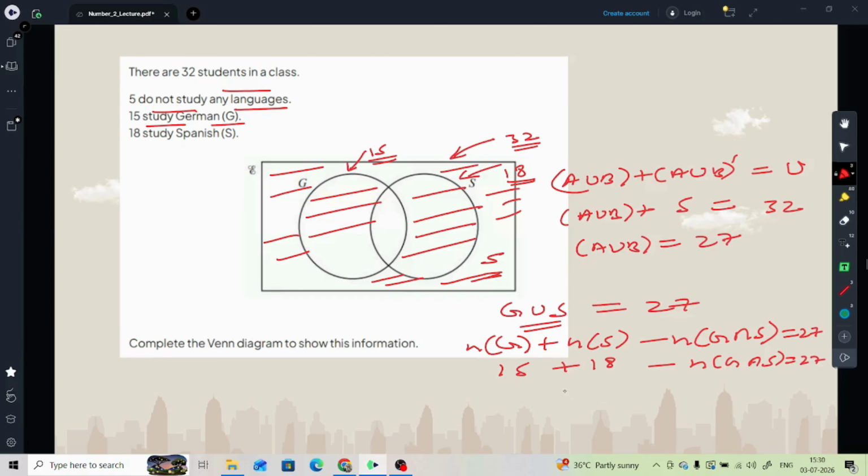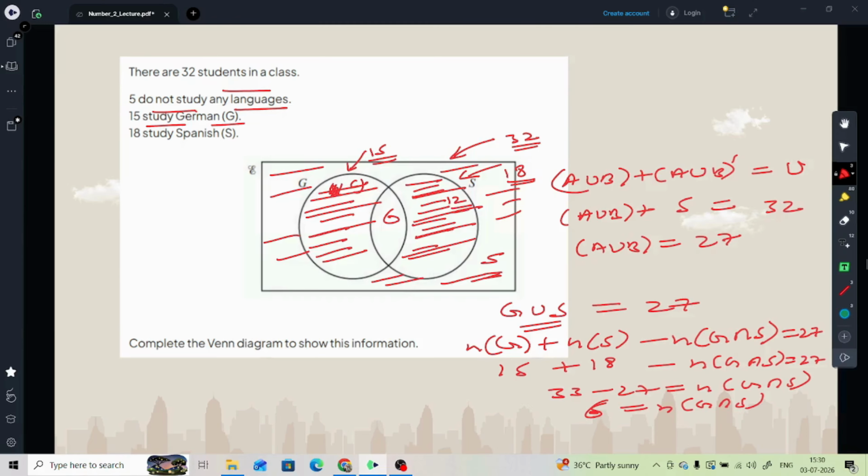So it will be 33 minus 27 equals number of elements in G intersect S. So that will be how much? 6. So this we got as 6. So if this is 6, then this particular part will be 15 minus 6, so 9. And this particular part, leaving the common region, is 18 minus 6, that's 12. Like that you can mention. Okay, I think you must have understood.